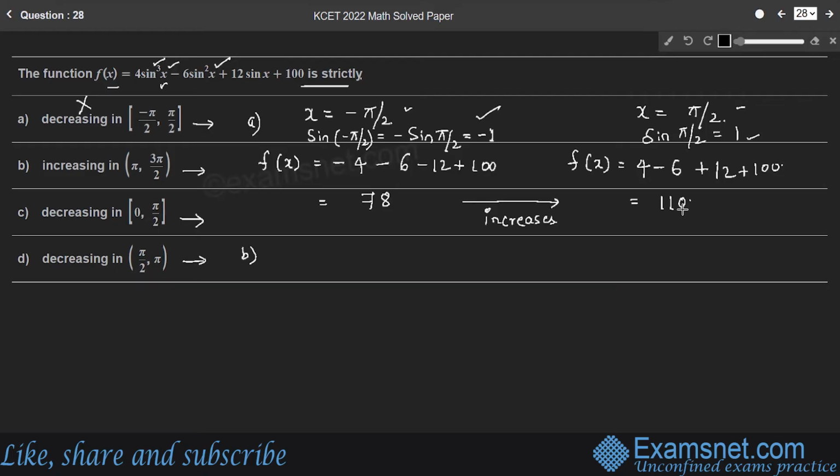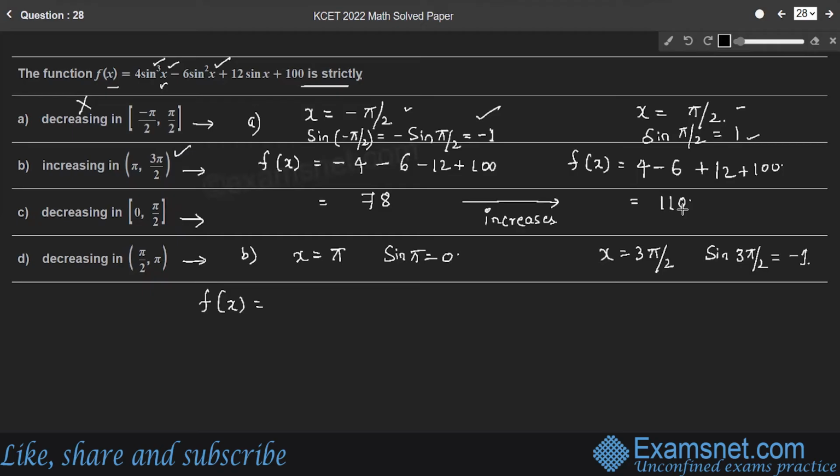Consider option B. When x is pi, sine pi is always 0, and the highest range is 3 pi by 2. So x is 3 pi by 2. Sine 3 pi by 2 is nothing but minus sine pi by 2, which is minus 1. Now substitute the values here. f of x becomes, here sine pi is 0.